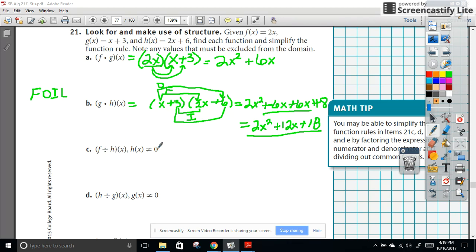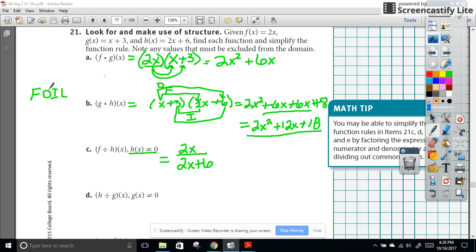Okay, now for division. Notice that they're saying weird stuff right here. The reason is that we're going to have a fraction bar, and we're going to put f of x on top, and h of x on bottom. And the reason that they're telling us that x cannot equal 0 is because if x did equal 0, then we would have a fraction here. 2 times 0 is 0. Actually, the 0 doesn't matter in this case. Let's see.